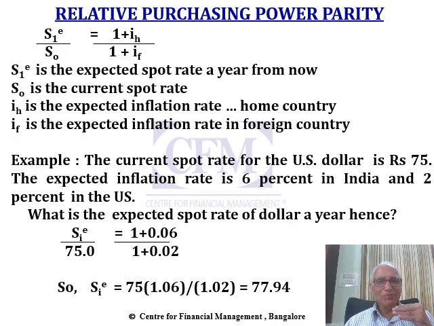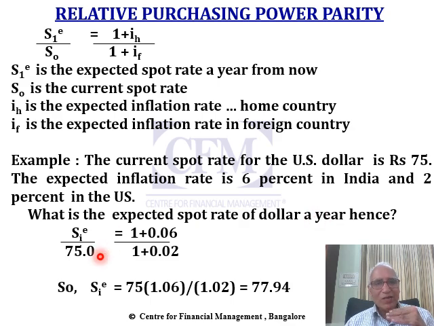Relative purchasing power parity. What is the relationship between the expected spot rate a year from now and the current spot rate? The relationship is shown by this equation where S1E is expected spot rate a year from now, SO is the current spot rate, IH is the expected inflation rate in the home country, and IF is the expected inflation rate in the foreign country. For example, the current spot rate for the US dollar is rupees 75. The expected inflation rate is 6% in India and 2% in the US. What is the expected spot rate of dollar a year hence?